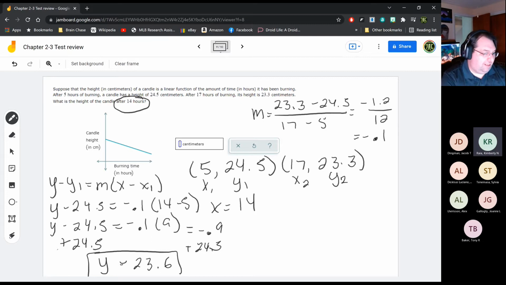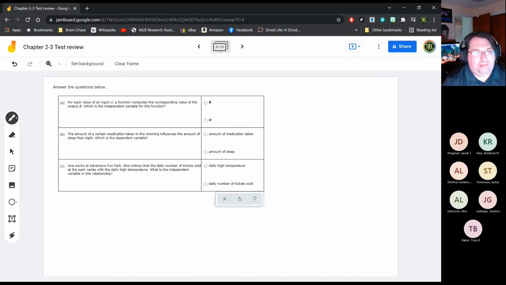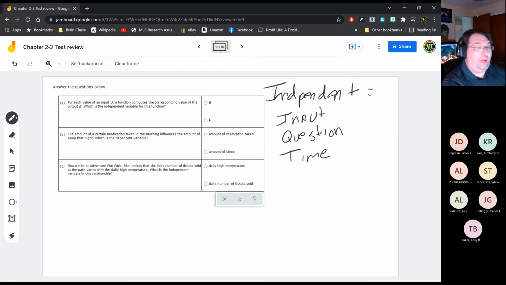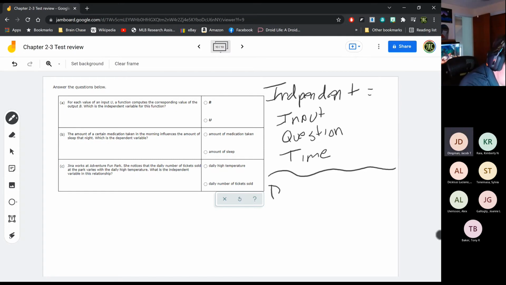All right, last one. This is the independent and dependent variables, the ones we talked about last Thursday. So remember, independent variables are your inputs. They're also typically the question that you're asking. Normally, your independent variable is time. Time is typically an independent variable, not always, but a lot of times.